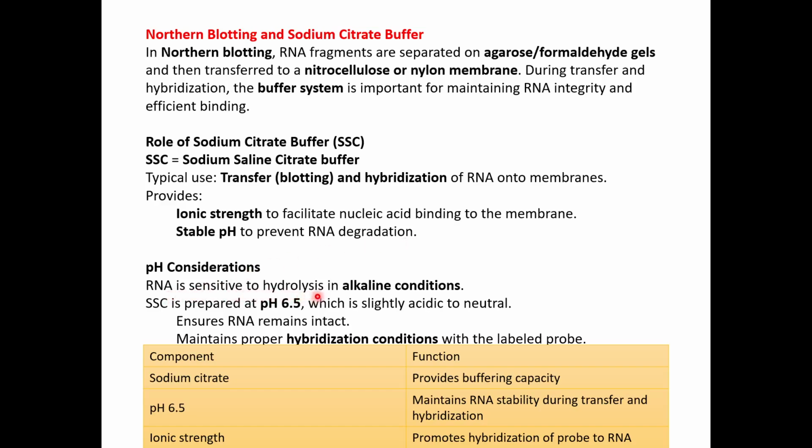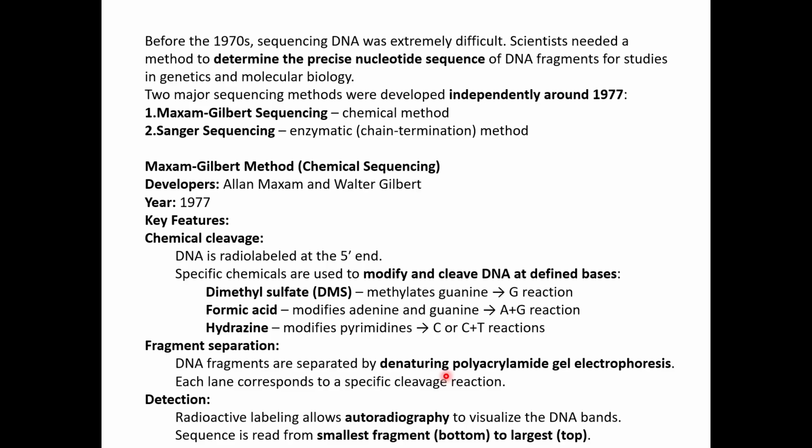So RNA is sensitive to hydrolysis. Like we know, RNA is not very stable like DNA. So RNA can be hydrolyzed in alkaline conditions. The pH of sodium citrate buffer is usually maintained at 6.5. So sodium citrate buffer is prepared at 6.5, which is slightly acidic to neutral. This ensures that RNA remains intact. Then it also maintains proper hybridization conditions for the labeled probe. So that is the importance of sodium citrate buffer in northern blotting.